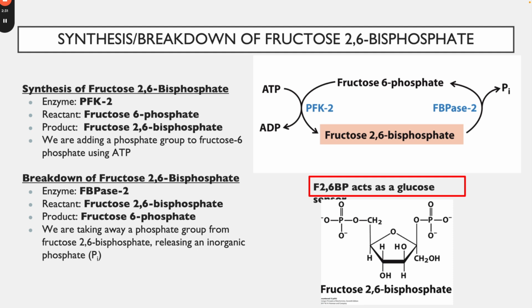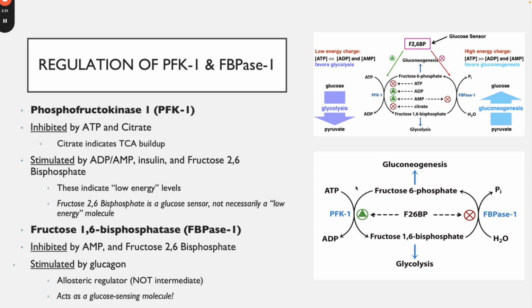So before I go into that though, I want to talk about the synthesis and breakdown of fructose 2,6-bisphosphate. So our fructose 2,6-bisphosphate uses isoforms of PFK1 and FBPase2. And instead of using PFK1, FBPase1, we just switch the number to 2. And that just correlates to where we're adding or taking away the phosphate group on the carbon backbone. And I think that's mainly what this slide says. And then the most important thing is that fructose 2,6BP acts as a glucose sensor. And so this is where we talk about the regulation. So we will first talk about the energy stuff. We will worry about the glucose in a little bit.